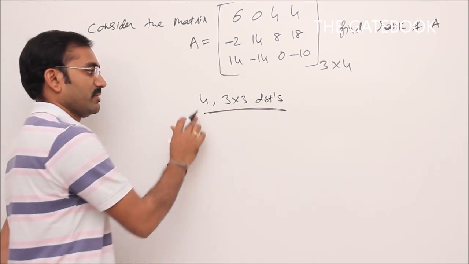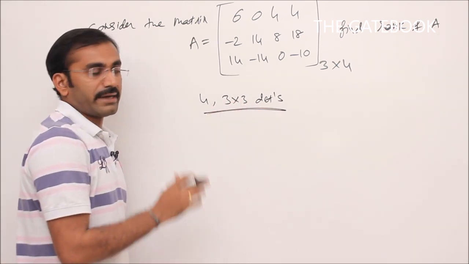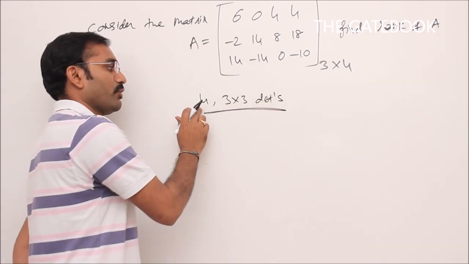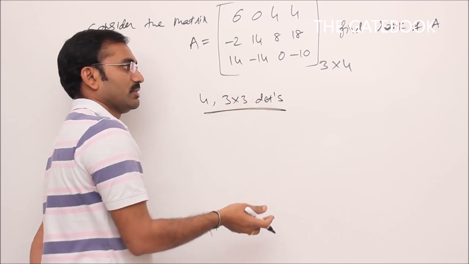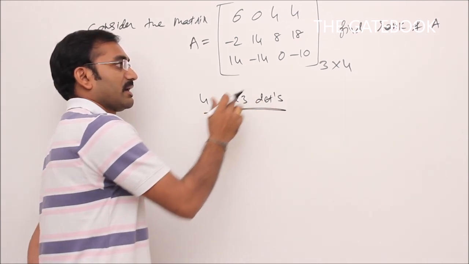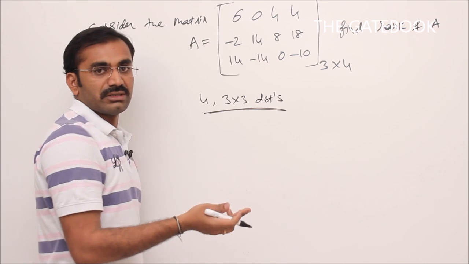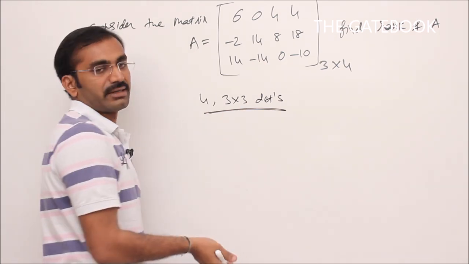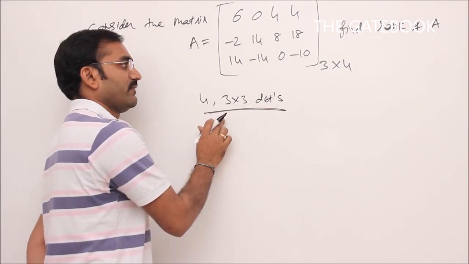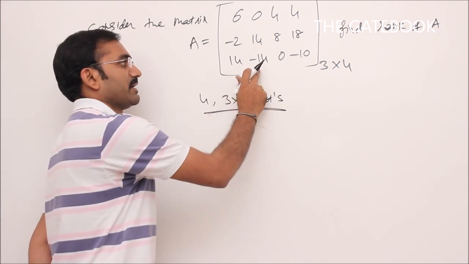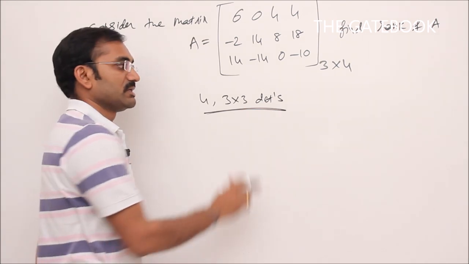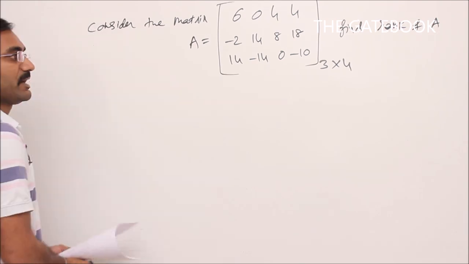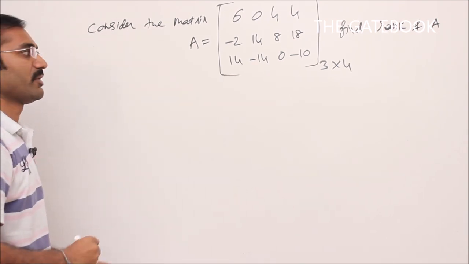Suppose at least one 3 by 3 determinant is not equal to 0, then I can confirm that the rank is equal to 3. Suppose all 4 3 by 3 determinants are 0, in that case the rank of that matrix cannot be 3, and we have to go for the next lower order, that is 2 by 2. So it is somewhat difficult to find the rank of this matrix using that method. In this case it is better to go for the echelon form. Let us find the rank of this matrix using echelon form.